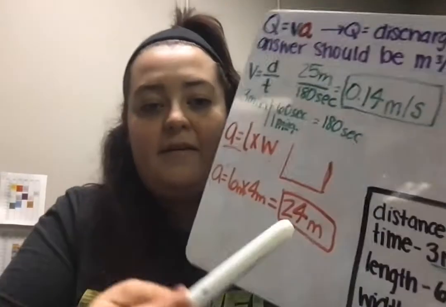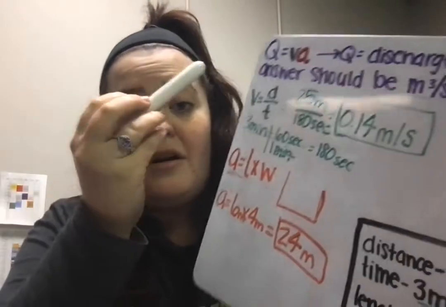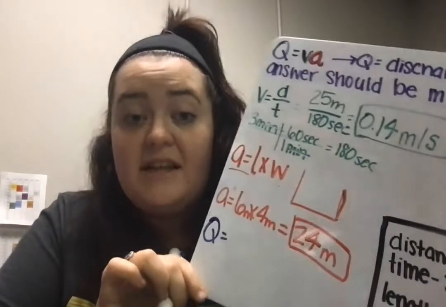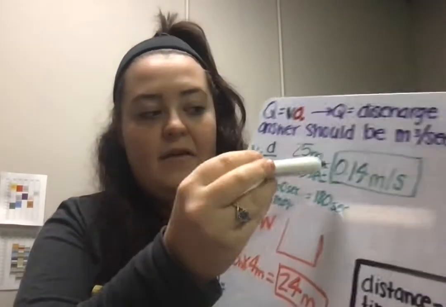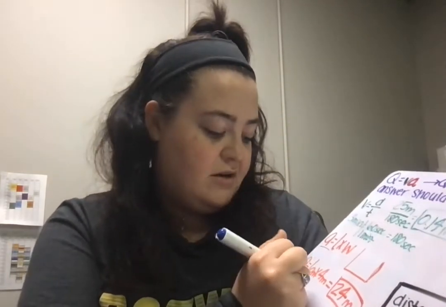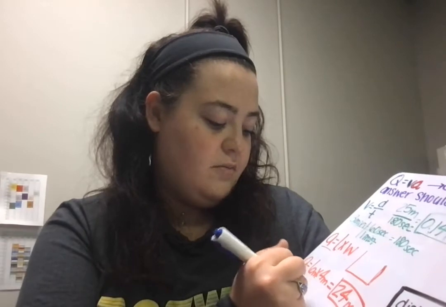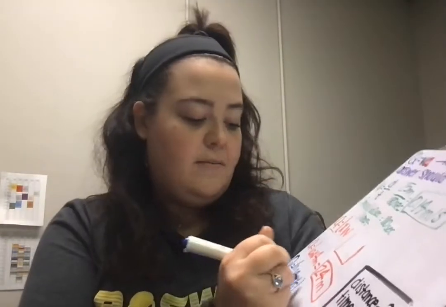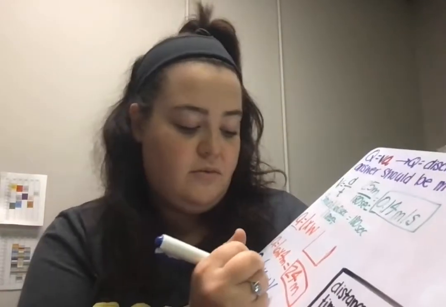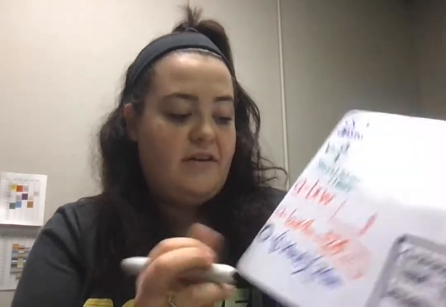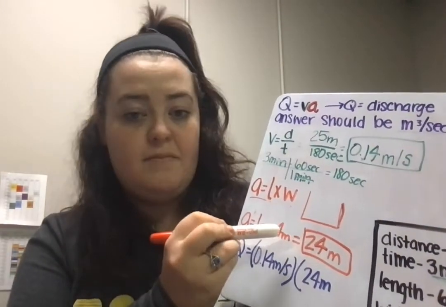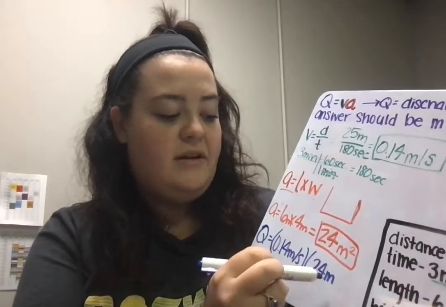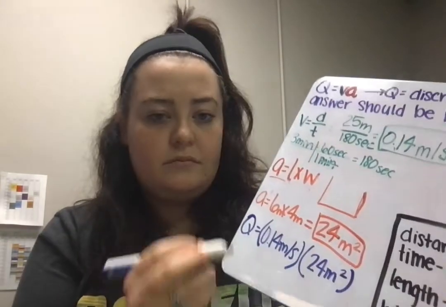Now I'm going to get my other color out, and we're going to plug everything into our original formula, Q equals VA. Remember Q stands for discharge. We calculated V to be 0.14 meters per second. I'm going to use some parentheses in here, so 0.14 meters per second. And we're going to multiply that by the value that we found for A, so 24 meters. I forgot to tell you guys, since we multiplied meters by meters, it's going to be 24 meters squared for that one. So I'm going to add 24 meters squared. And then I'm going to multiply.